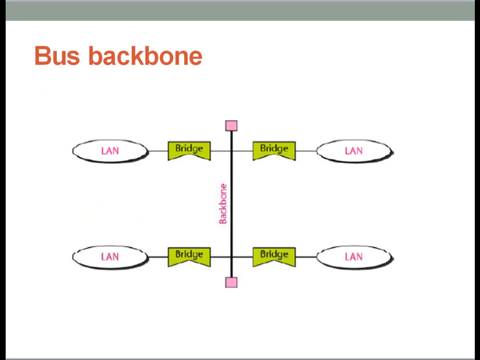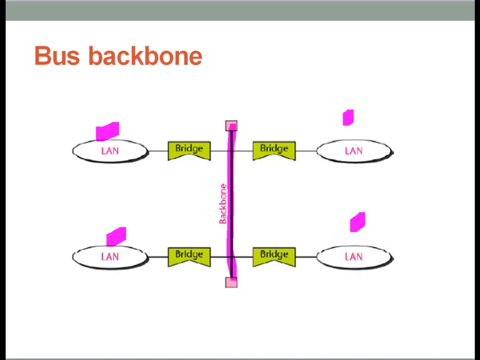Now a bus backbone means, you can see this is going to be a backbone cable. Now I have 4 local area networks: local area network 1, local area network 2, 3, 4. There are 4 local area networks available. Now all the backbone, this is like a bus. Now I use a bridge device. So a bridge is a layer 2 device. So using this device I am going to connect it.